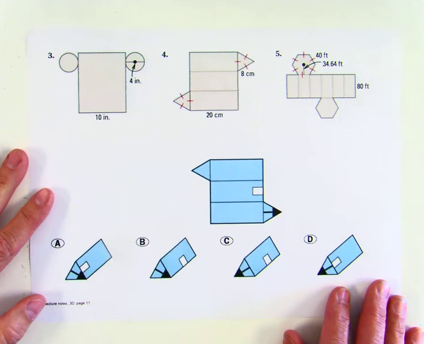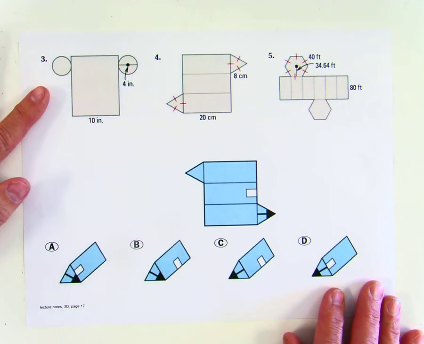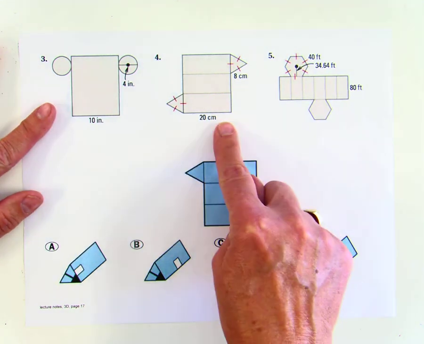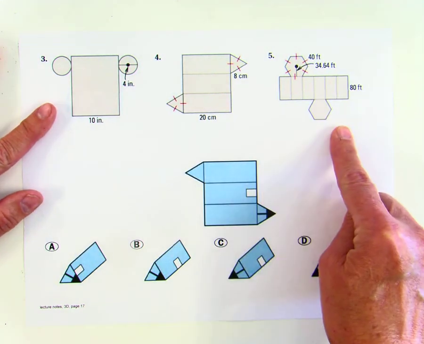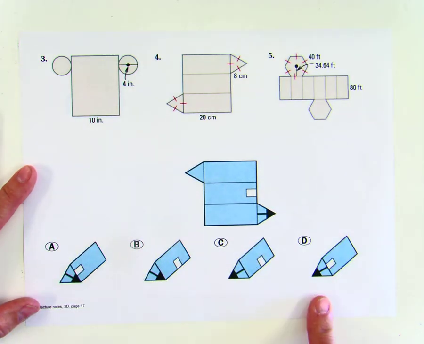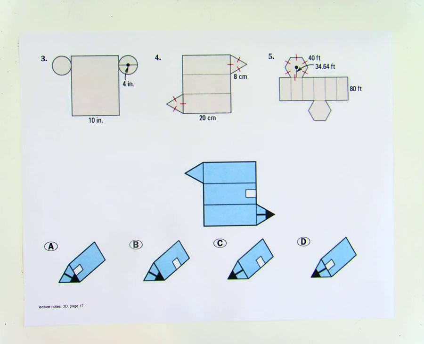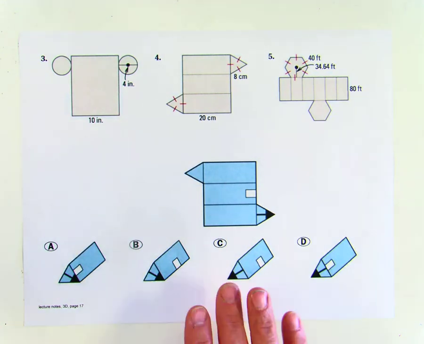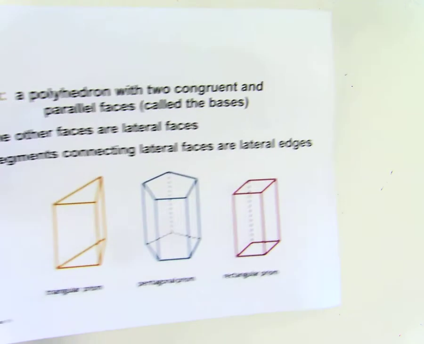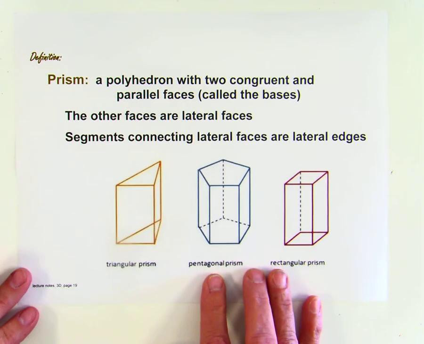So here are some more nets. Figure out what each one is. Maybe pause. This is a cylinder. This is a triangular prism. This is a hexagonal prism. Take a look at this and figure out which one is the correct one once the triangular prism is folded up. It's this one.